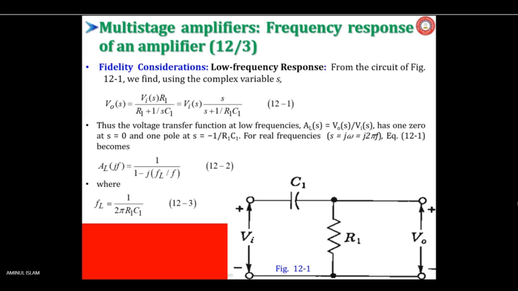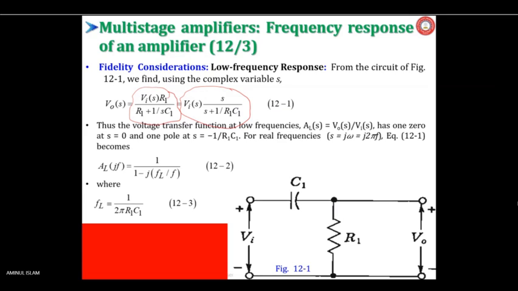Everything is given here. s is also given, s equals j omega, and omega equals twice pi f. Is this possible? From this equation, this part, are you getting this one or not? Are you able to get it? Yes, sir.